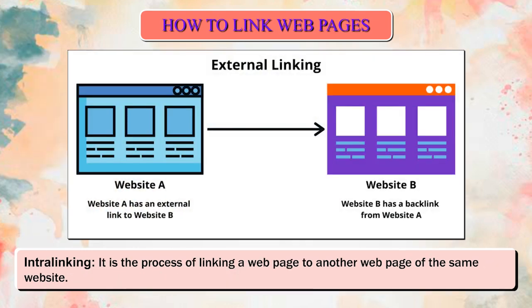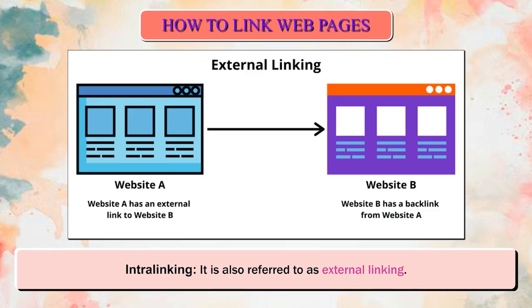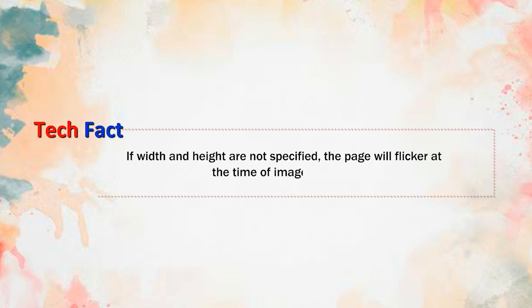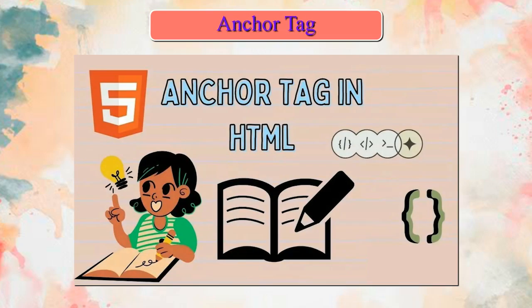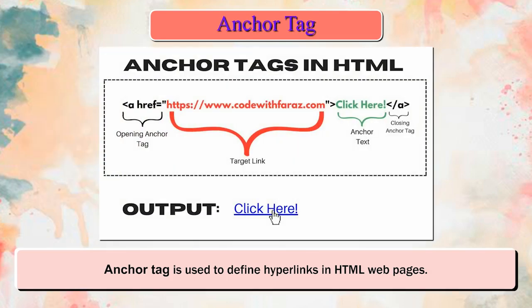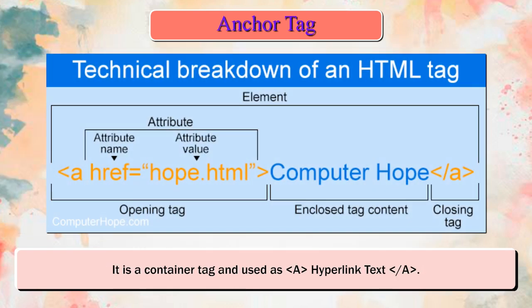Intralinking, it is the process of linking a web page to another web page of the same website. It is also referred to as external linking. Tech fact: if width and height are not specified, the page will flicker at the time of image loading. Anchor tag. Anchor tag is used to define hyperlinks in HTML web pages. It is a container tag and used as a hyperlink text /a.